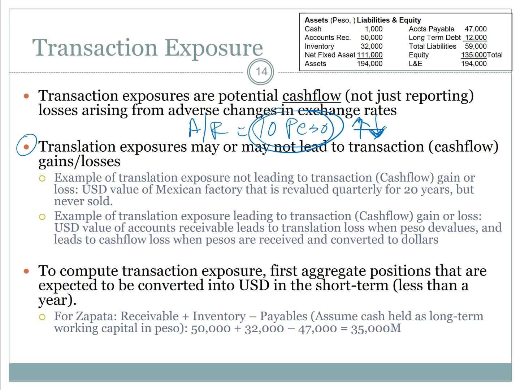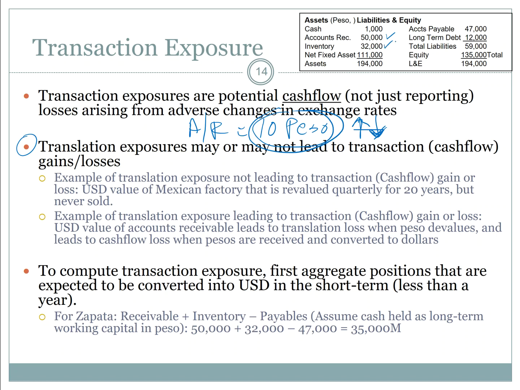So how would I calculate a transaction exposure for Zapata? Well, we need to say, in the next few months, or even the next year, what accounts are actually going to turn into cash? In other words, which ones are we going to turn into US dollars? So let's say that in the next year, these 50,000 pesos receivable, you expect the customers to pay you, and then you're going to turn them into dollars.